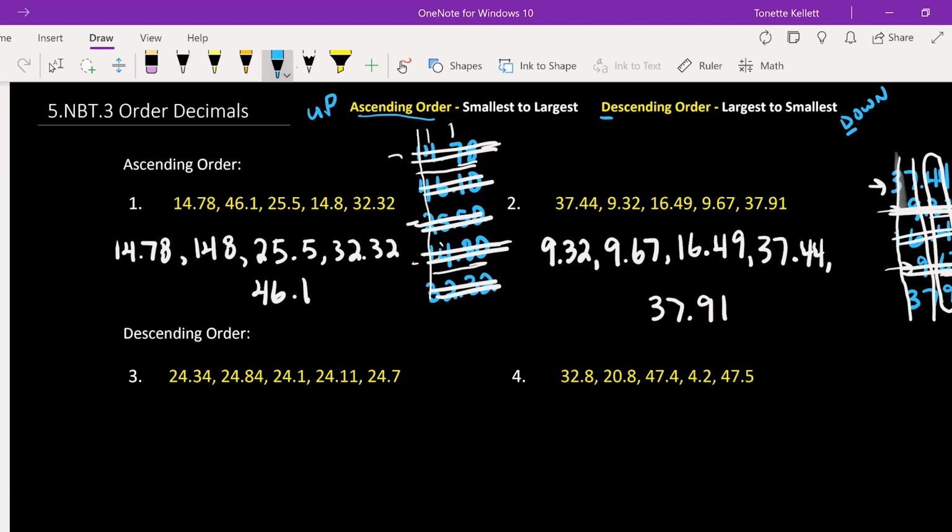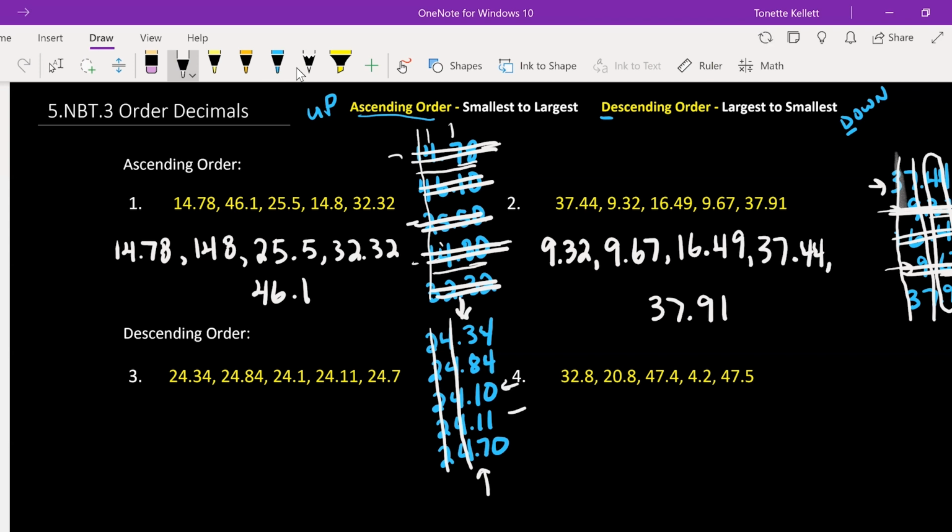Next, we're doing descending order. Descending goes down, so we're going to start with the largest and go to the smallest. We still line our decimals up: 24.34, 24.84, 24.1 and add a 0, 24.11, 24.7 and add a 0. All of these start with 24. So we're really looking at this tenths place.